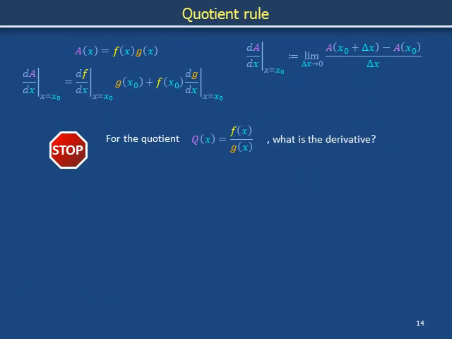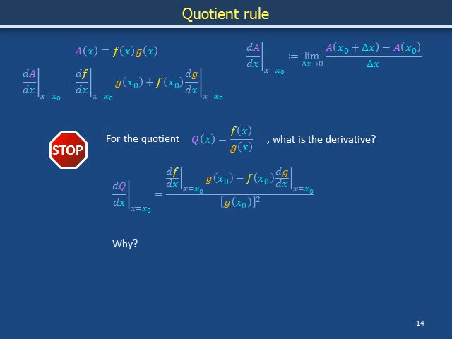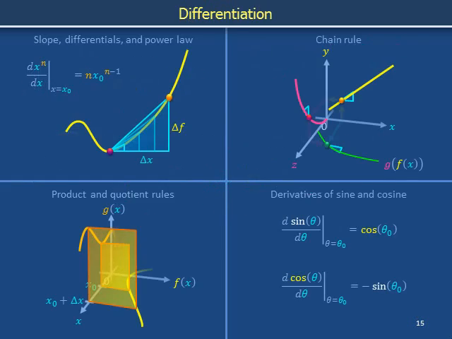For the quotient q on x equals f on x divided by g on x, what is the derivative? The solution has the mnemonic derivative of the quotient equals derivative of the top times the bottom minus top times derivative of the bottom all over the bottom squared. With the other rules already explored in this module, the reader can demonstrate this so-called quotient rule. And so we will not spoil the reader's pleasure in deriving this rule for him or herself.